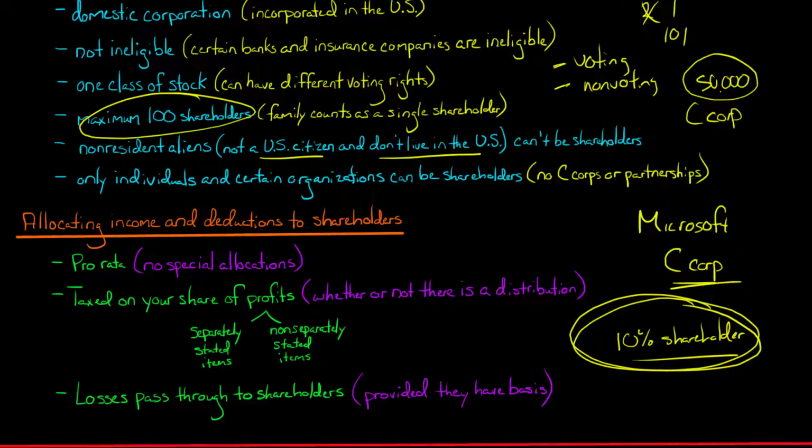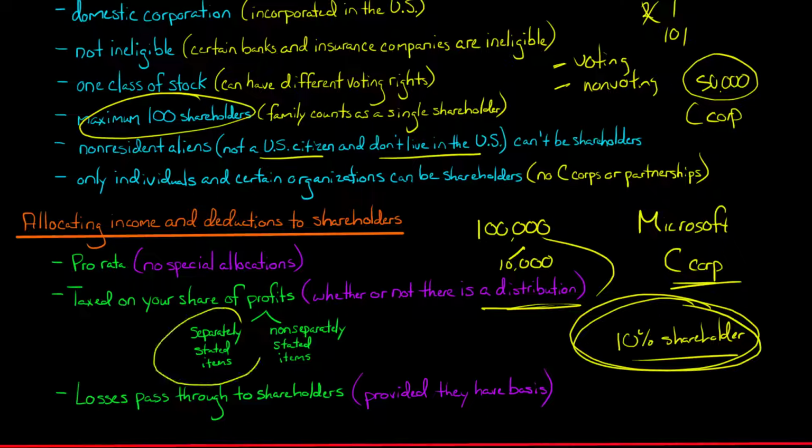Now, remember, you are taxed. If you're a shareholder in an S corp, you're going to be taxed on your share of the profits, whether or not you actually get any cash, whether or not a distribution is made to you. Because remember, it's a single layer of tax. So if the S corp has $100,000 in profit and you're a 10% shareholder, your share is $10,000 of that. You're going to have $10,000 of income flow through to your tax return, even though the S corp might not have actually given you $10,000. Okay, so you're going to be taxed on your share of the profits.